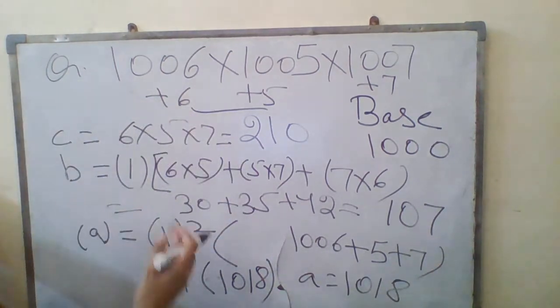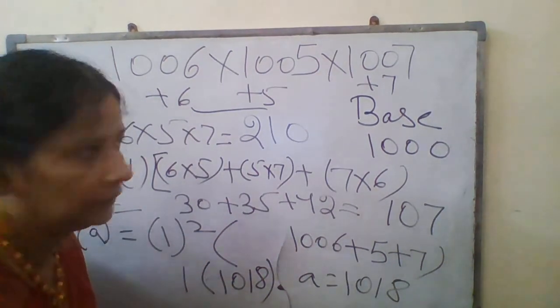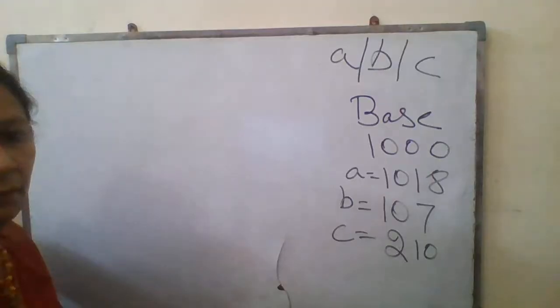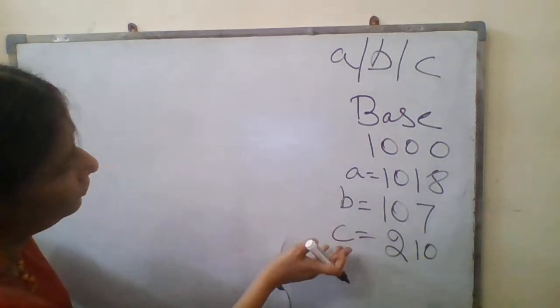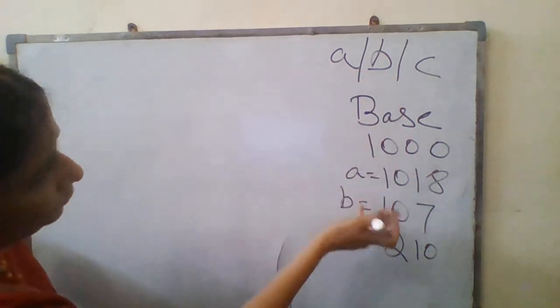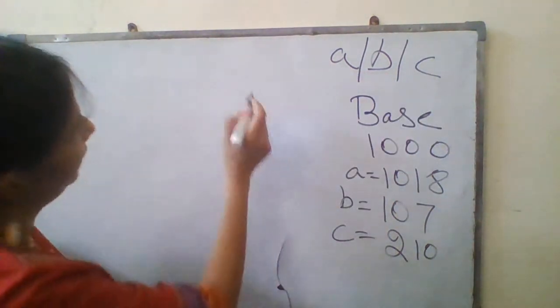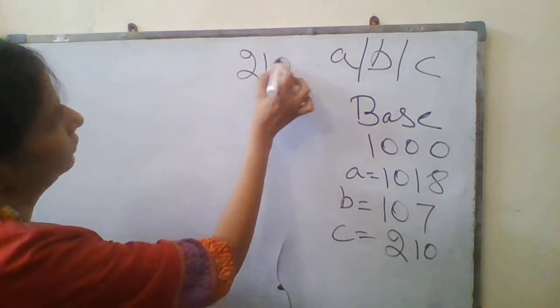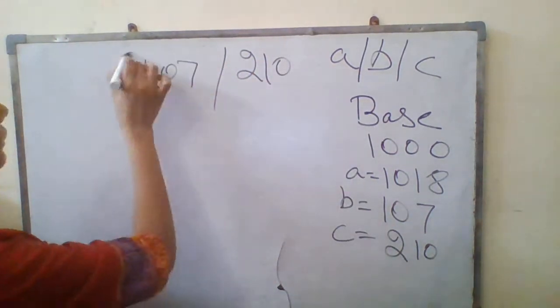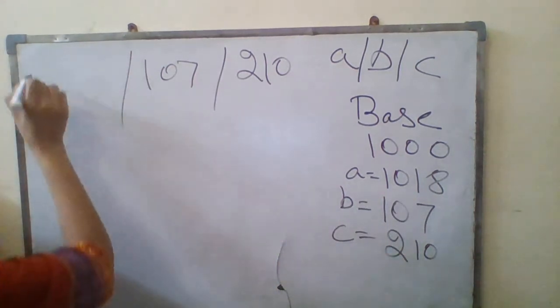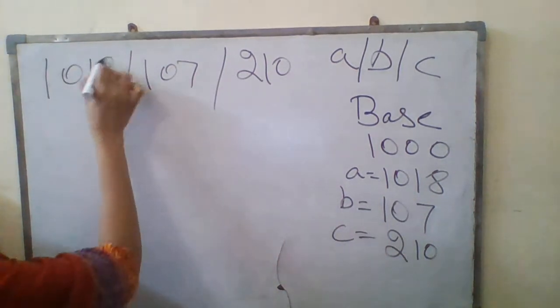So now A is equal to 1018. Now you got the values of A, B and C. I'm going to write them down. Now you see, I have written here the values of A, B and C. In place of C, you write down 210. In place of B, write down the value 107. In place of A, write down the value 1018.